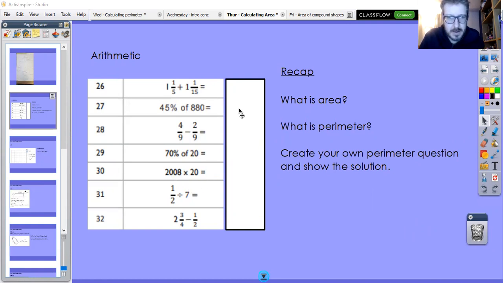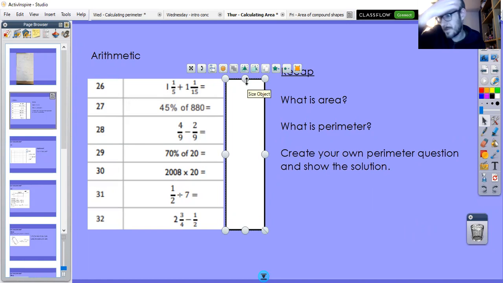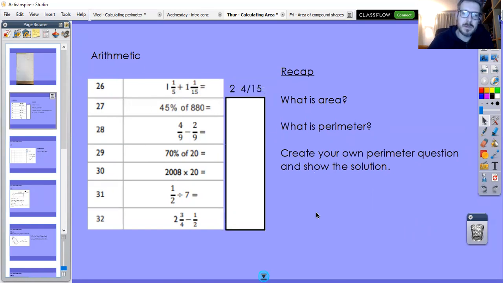Okay, let's look at the answers. So 1 and 1/5, add 1 and 1/15. You needed to find the common denominator of the fractions, so you needed to change 1/5 to have the same denominator as the other fraction, so it has 15. Then you would have multiplied it by 3, and hopefully you got 2 and 4/15.